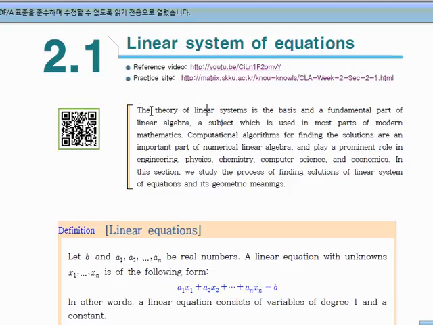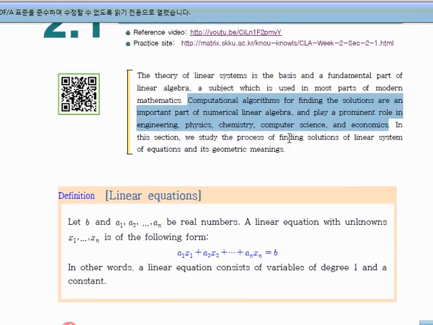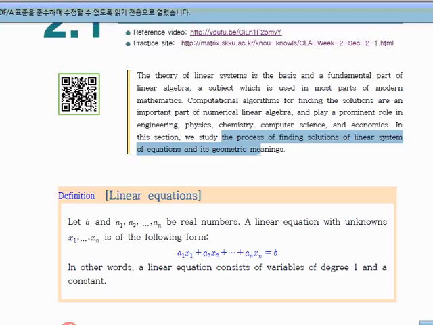Section 2.1. A theory of linear systems of equations is the basis and the fundamental part of linear algebra. Computational algorithms for finding solutions are an important part of numerical linear algebra and play a prominent role in engineering, physics, chemistry, computer science, and economics. In this section, we study the process of finding solutions of linear systems of equations and its geometric meanings.